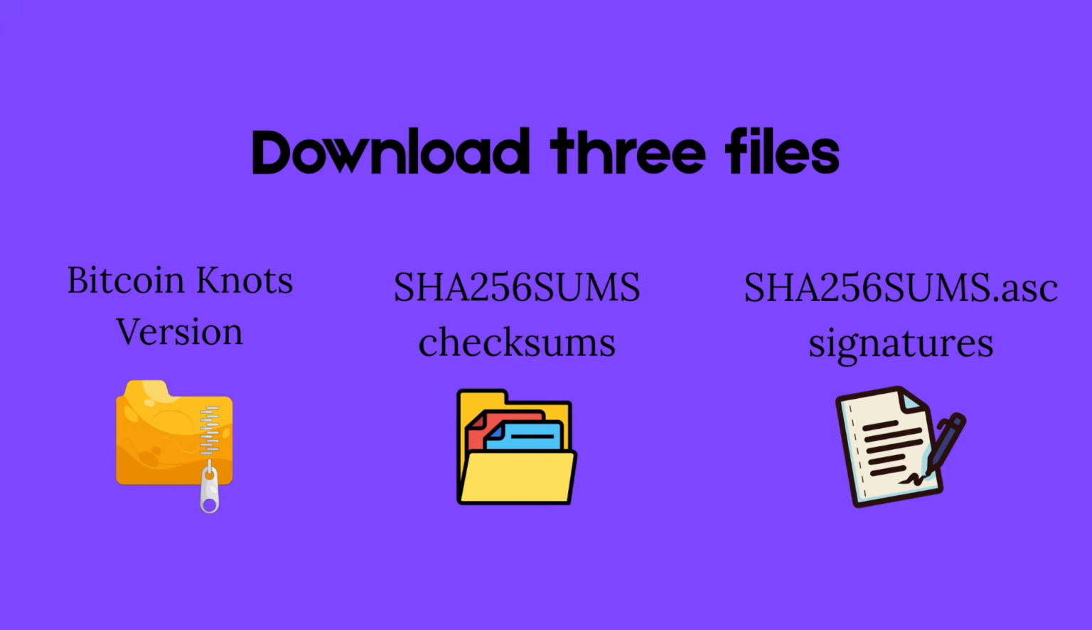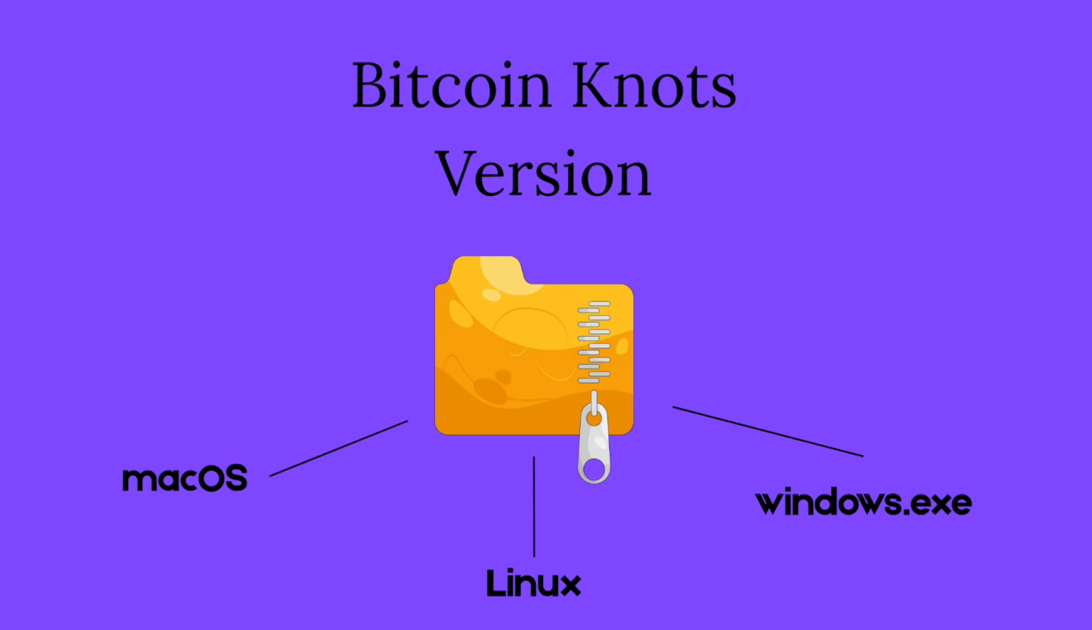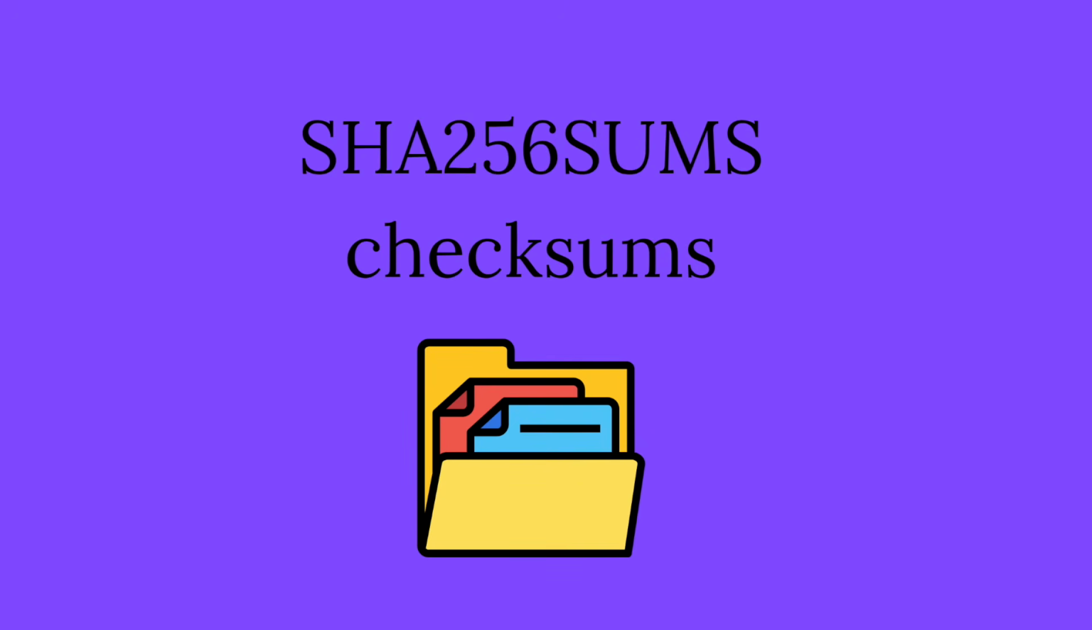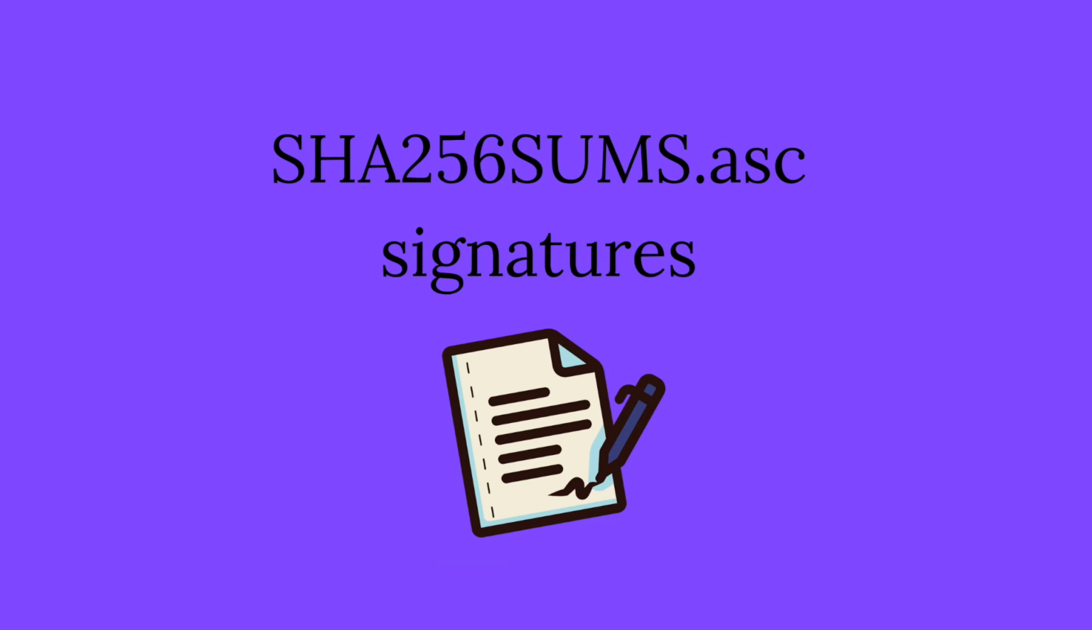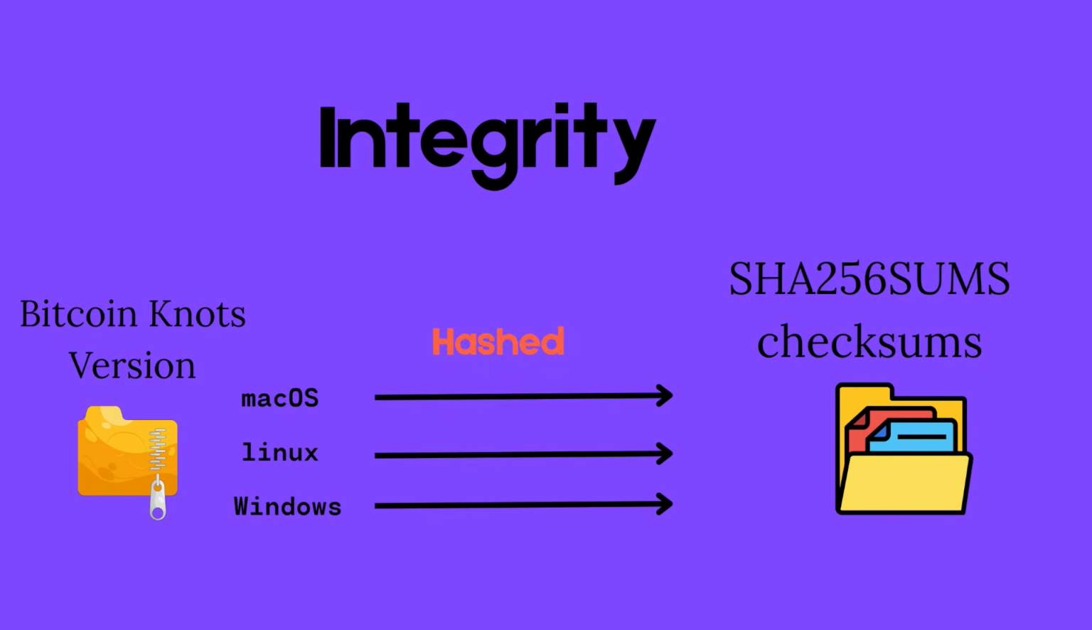We're going to download 3 files: the correct version of Bitcoin Knots for your operating system, the SHA256SUMS checksum hash file, and the SHA256SUMS.asc signature file. So every single operating system has a version of Bitcoin Knots, and all those versions have been hashed and compiled into the SHA256SUMS file.